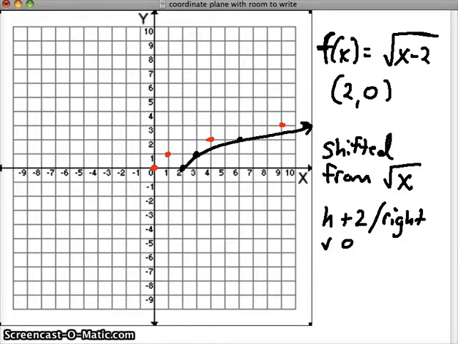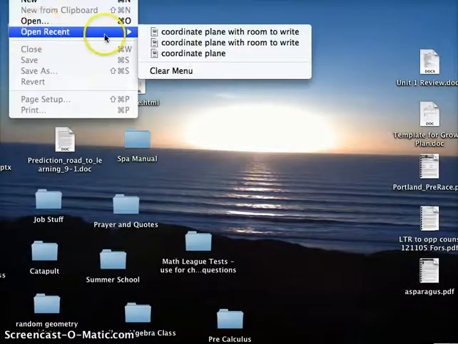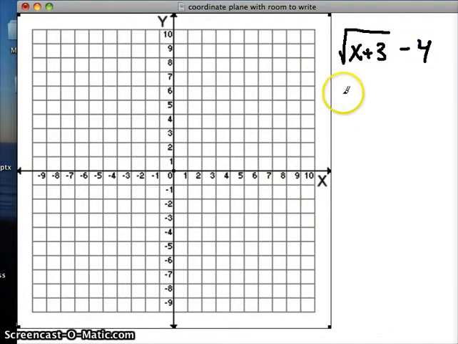Let's do another one, see what happens. Let's do one more square root and then we'll move on to cube roots. So a little bit fancier here. Square root of x plus 3, minus 4. So we know our h and k values. H is negative 3 and our k is negative 4. That's also our center or vertex of our graph. So negative 3, negative 4.